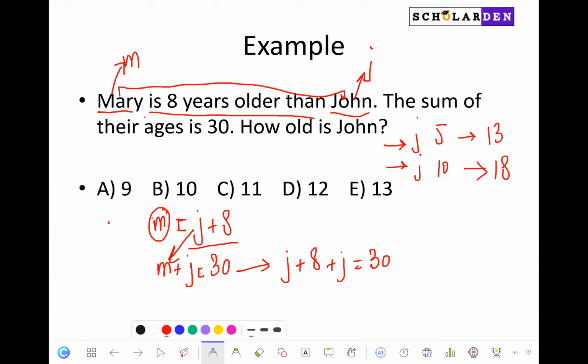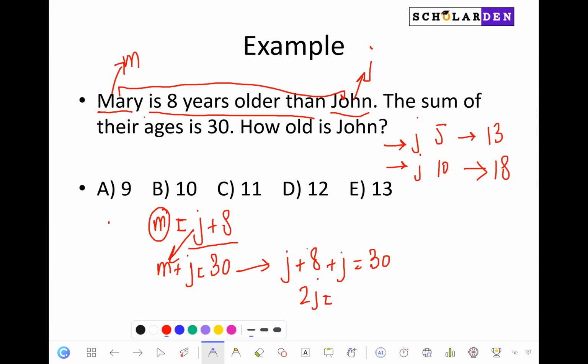How do we get that? We got that by substituting the value of M by J plus 8, because M is equal to J plus 8. So we substituted M by J plus 8, and we got this expression. Now, if there are the same variables, those can be added. So in this particular case, J plus J is equal to 2J. Okay, and we take the constants to the other side.